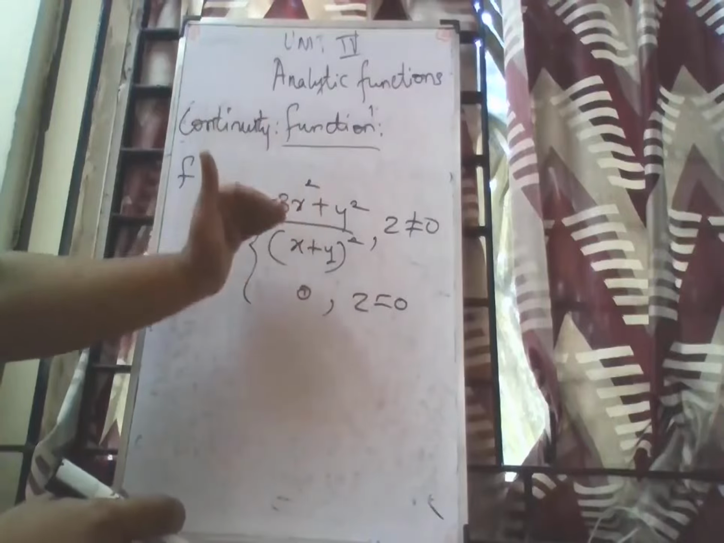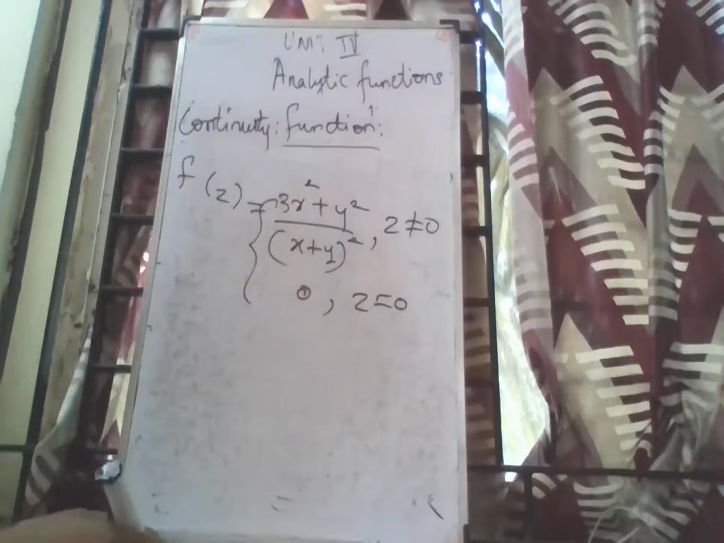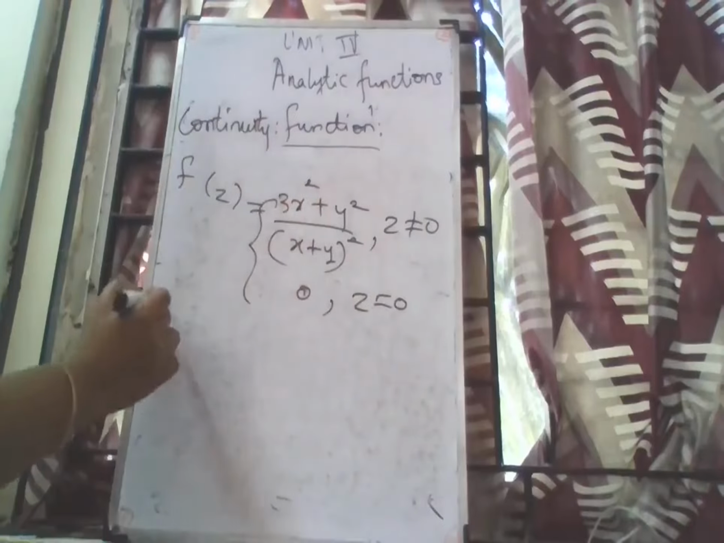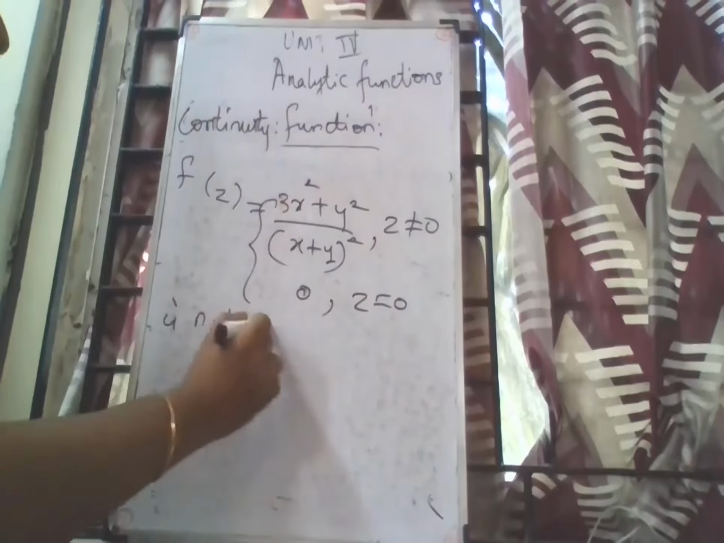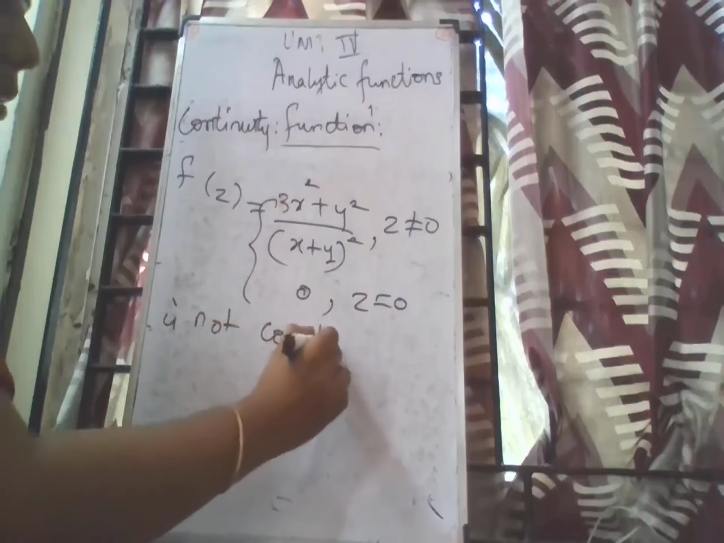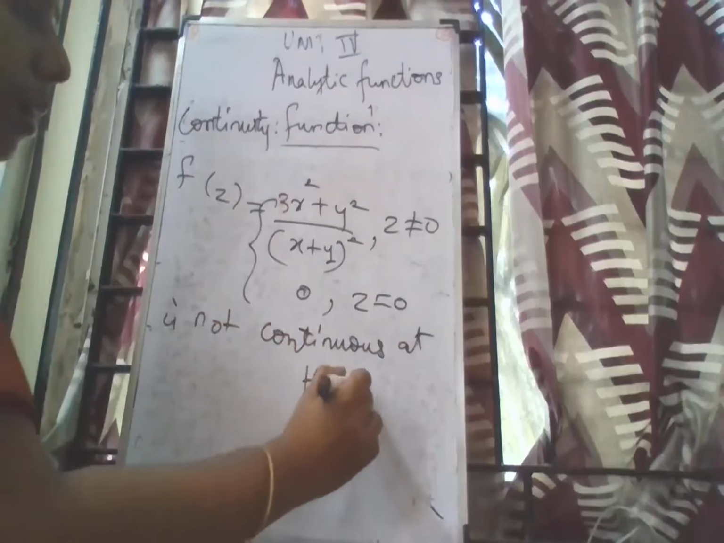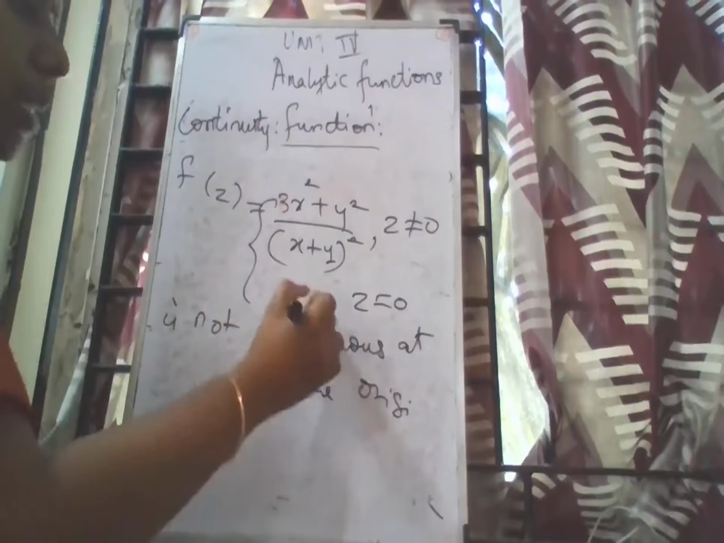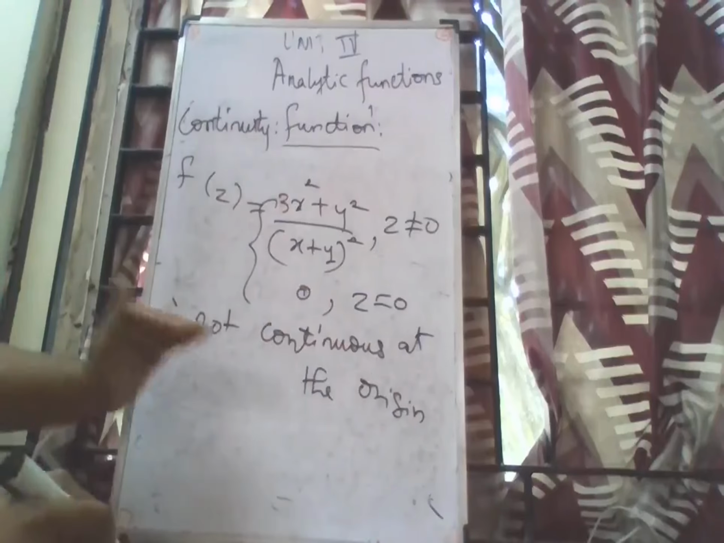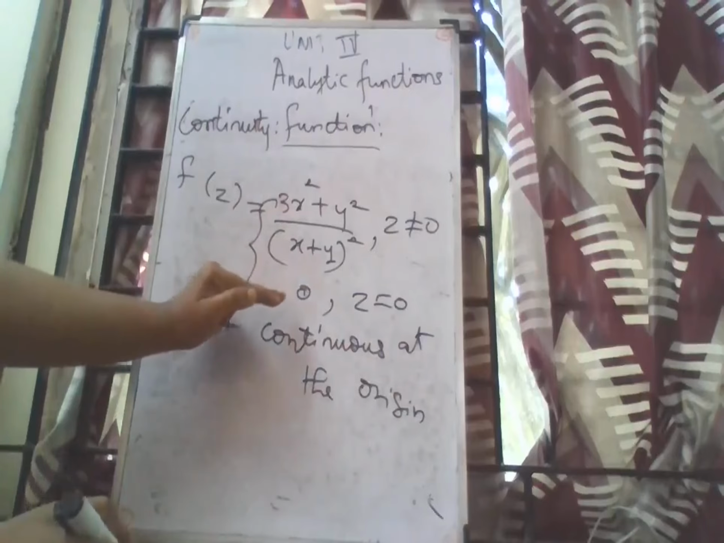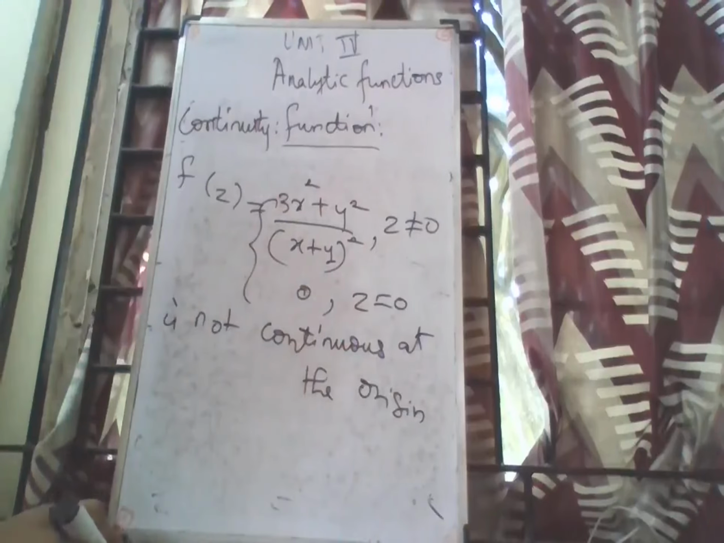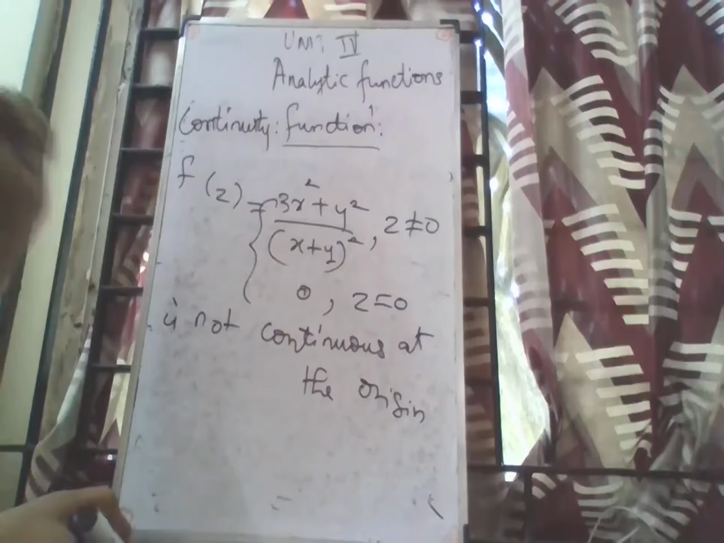Yes. They say it's not continuous at the origin. So they say it's not continuous. It's not continuous at the origin because I'm getting 0. How does it become continuous? So it is not continuous at the origin. Okay, so this is one more example. Since the limit does not exist, the function is not continuous at the origin.